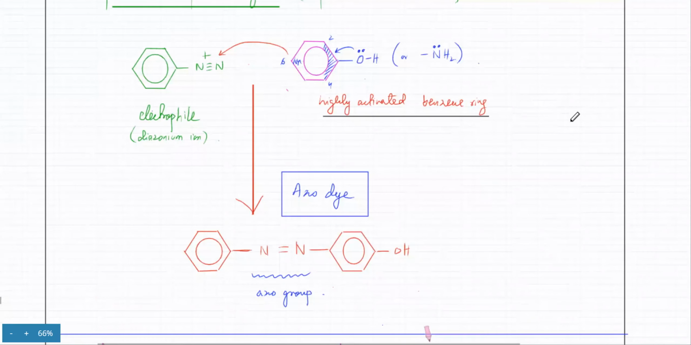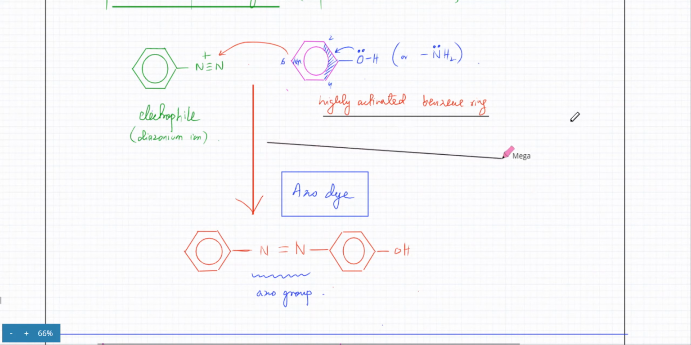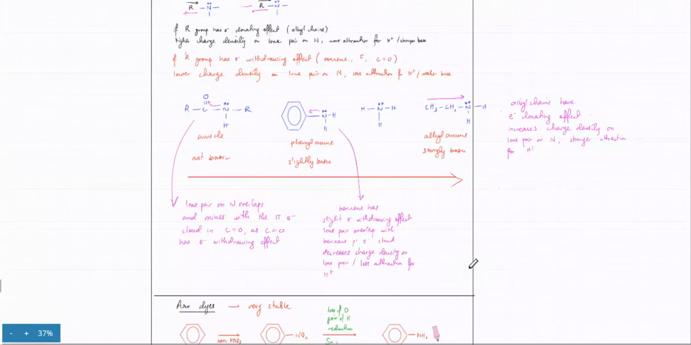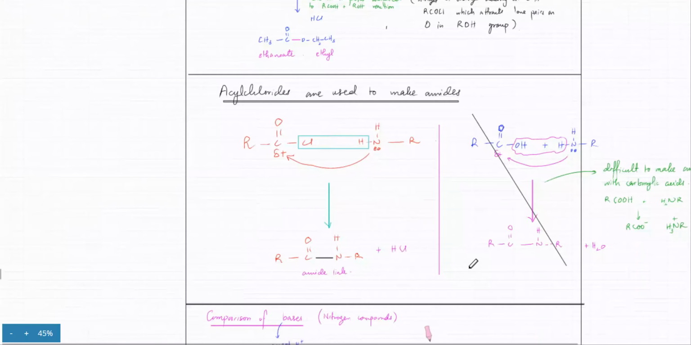one thing that we did not discuss is the conditions, those are missing. I'm going to write the conditions for this reaction. The conditions for this reaction is you just add aqueous NaOH, or you can say alkaline conditions are used, NaOH aqueous as an example, and remember temperature is kept below 10 degrees centigrade. So we're done with azo dyes. Before that we did the comparison of basicity, and we were done with amides.